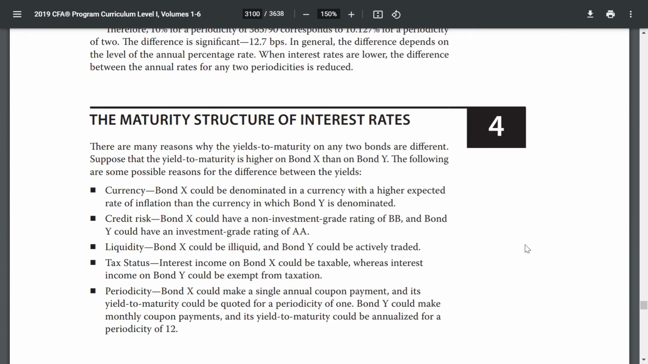Maturity structures and interest rates. There are many reasons why the yields to maturity on two bonds are different. Suppose we compare the yield to maturity of bond X and bond Y. The following are some possible reasons for the difference between the yields.